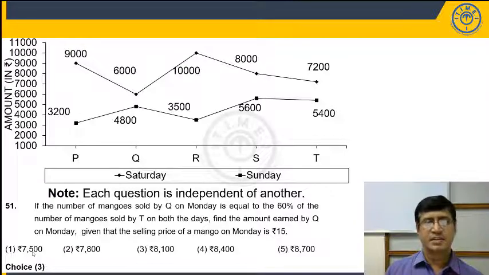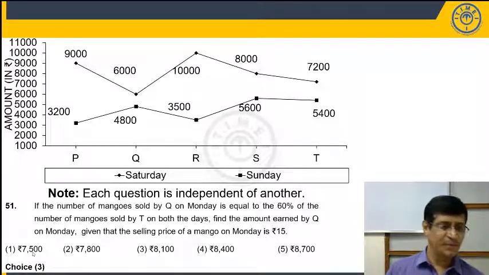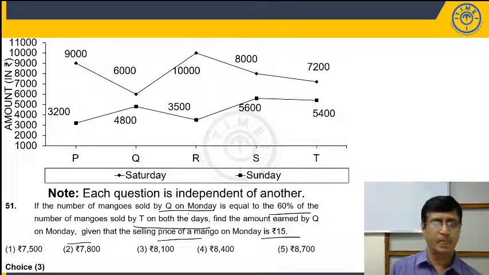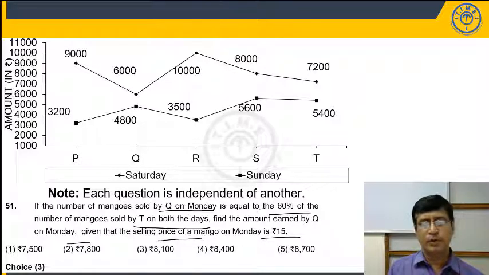Now look at the next question on your screen. The answer is given here, choice 3. Now what is the question? If the number of mangoes sold by Q on Monday is equal to 60% of the number of mangoes sold by T on both the days, find the amount earned by Q on Monday, given that the selling price of each mango is 15 rupees. So the number of mangoes sold on Monday by Q is 60% of the number of mangoes sold by T on both the days.